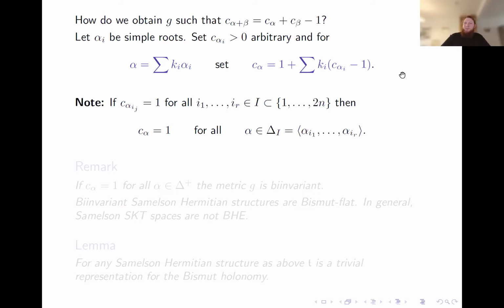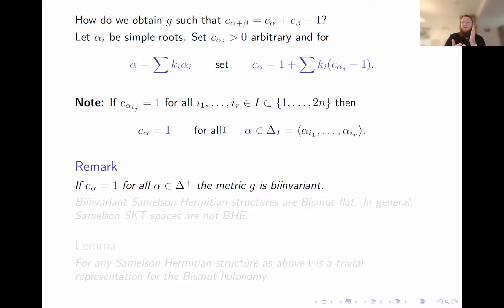One specific case I should mention: if for any set of simple roots my coefficient is 1, then it turns out all these sums here are 1. So if my root is just a sum of these simple roots where the coefficients are 1, then C alpha for this root will again be 1, because all of these parts vanish. So we get these subroot systems where the coefficients are all 1.